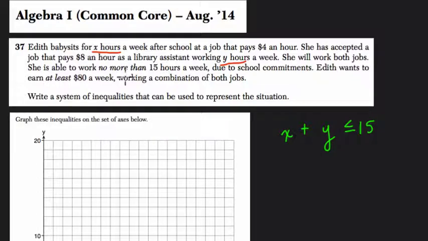Edith wants to earn at least $80 per week. So she's going to have to think about what combination of hours she should work at both jobs. Of course, the obvious thing here is to work the most at the library because it pays more. But let's say it's $4 per hour at babysitting, $8 at the library, add them together, and this amount has to be at least 80, so greater than or equal to 80. That's our system of inequalities.